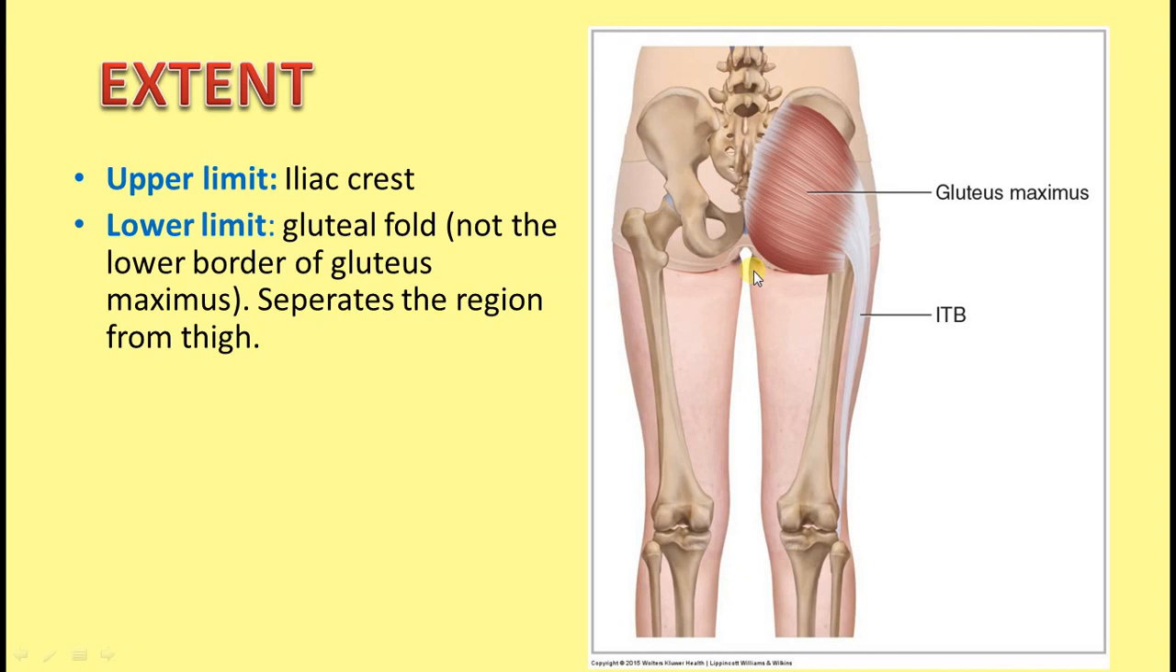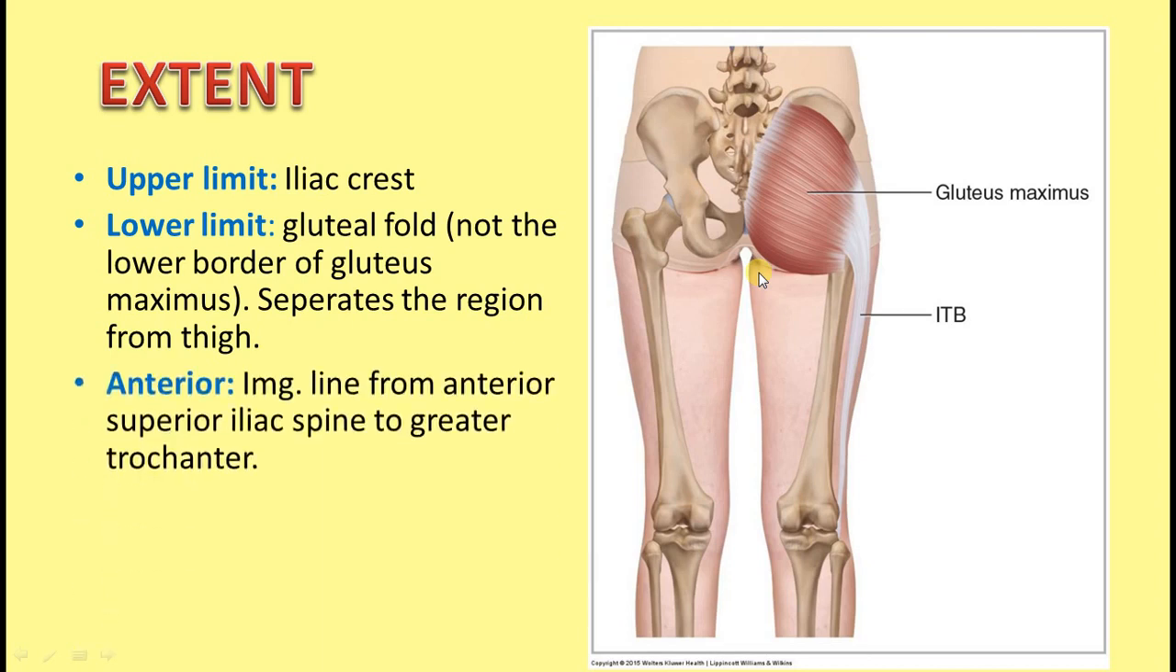Now if you look at the gluteal fold, it does not correspond with the lower border of the gluteus maximus, because the gluteus maximus muscle, the fibers are oriented downwards and laterally. So they are sloping or slanting, obliquely placed fibers. But the lower limit is actually a skin crease between your buttock region and the thigh, which runs transversely, and that is considered as the lower limit for this gluteal region.